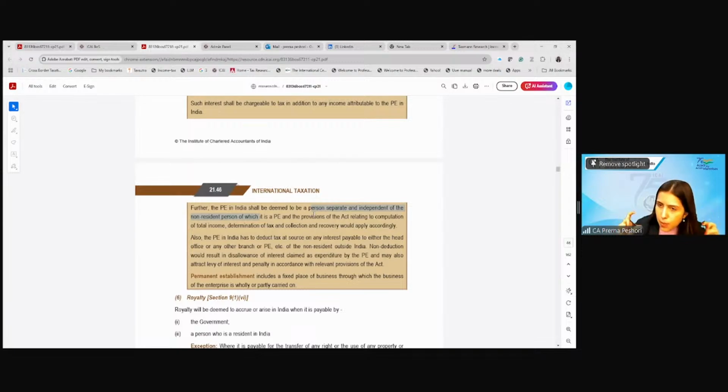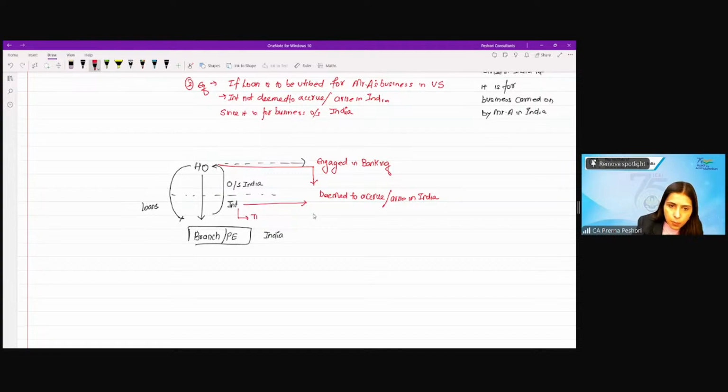So for this limited purpose, it is saying that the PE will be considered as a separate and independent enterprise. It is not saying PE will be treated as a taxable unit or will be treated as a person. It is not saying like that. It is just saying that for this limited purpose, we are creating a fiction, by which we are saying that PE is a separate and independent enterprise to just calculate the profits of the PE. So it is saying PE in India has to deduct the TDS on the interest payable to the head office or any other branch or PE of the non-resident outside India. So basically, when it will pay the interest on this, there will be TDS.